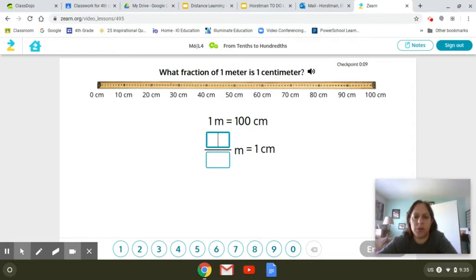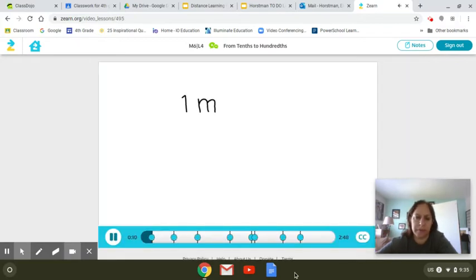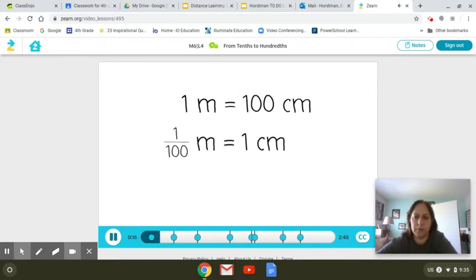So how much would be a meter? 1/100th of a meter is 1 centimeter. 1 meter is made of 100 centimeters. So 1/100th meter equals 1 centimeter. In decimal form, 1/100th meter can be written as 0.01 meter.